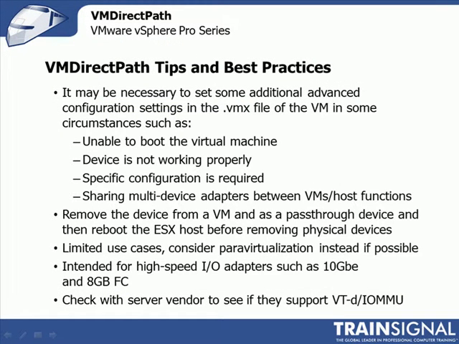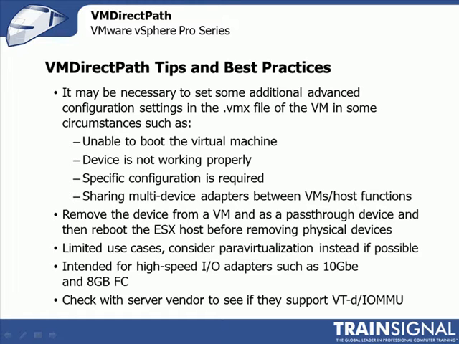Here are some VM Direct Path tips and best practices. It may be necessary to set some additional advanced configuration settings in the .vmx file of the VM in some circumstances, such as you are unable to boot the virtual machine, the device is not working properly, a specific configuration is required, and for sharing multi-device adapters between VM and host functions. See the configuration, examples, and troubleshooting for VM Direct Path guide for more information on how to do this.